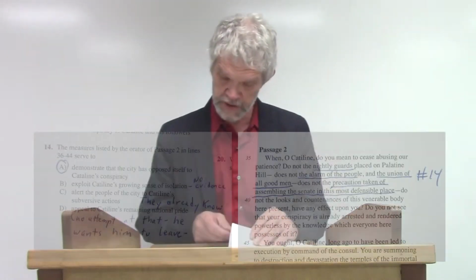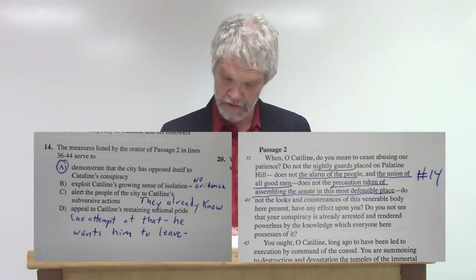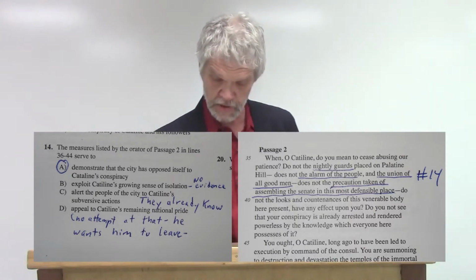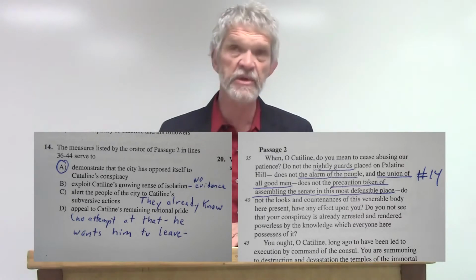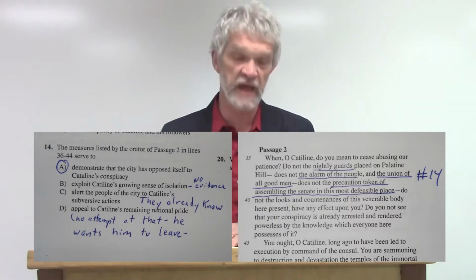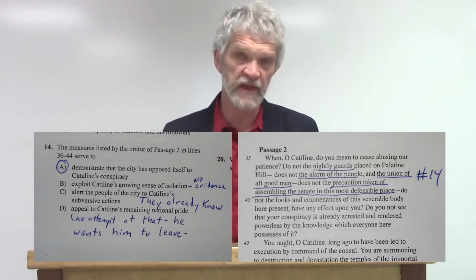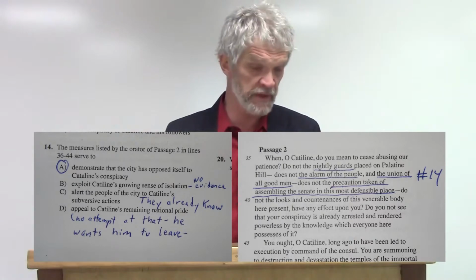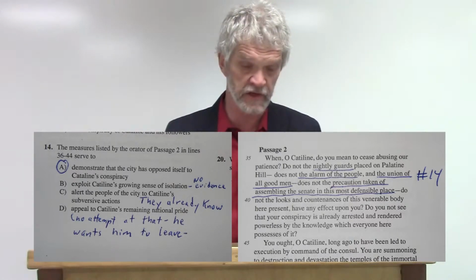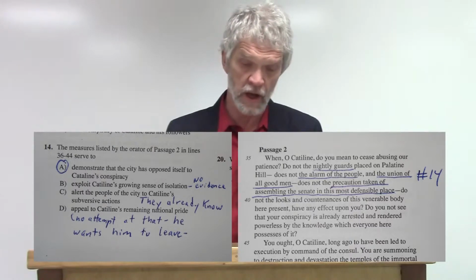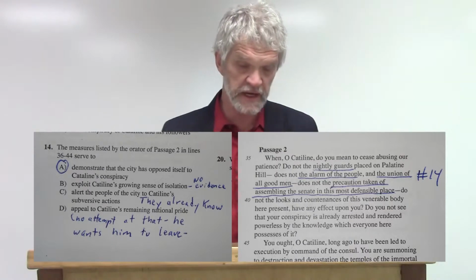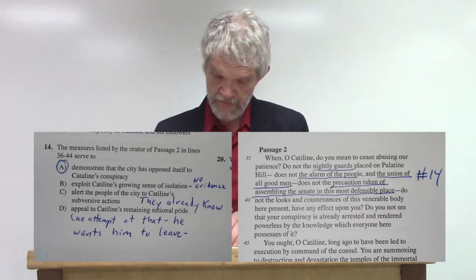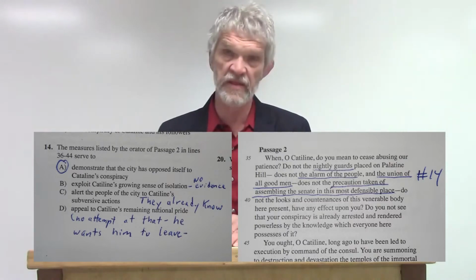All right, for number 14, the measure listed by the orator in passage 2, lines 36 through 44. Your best answer is A. He is trying to demonstrate that the city has opposed itself to Catiline's conspiracy. And if you take a look, they know it's coming. The introduction told you he knew it was coming, that he killed 5 of the conspirators, had them executed. It talks about nightly guards, alarm of the people, union of all good men, precaution taken of assembling the Senate in this most defensible position. The idea is they know he's coming and they're ready.